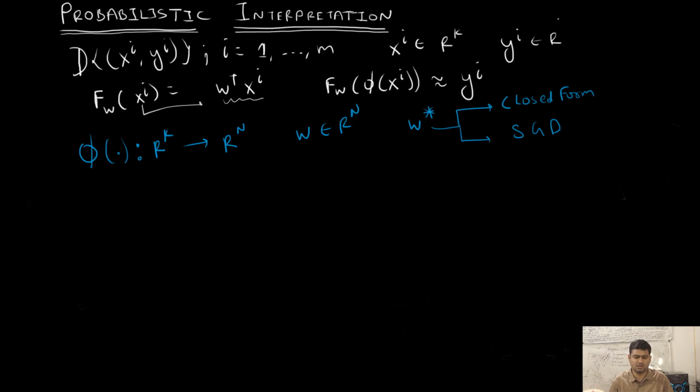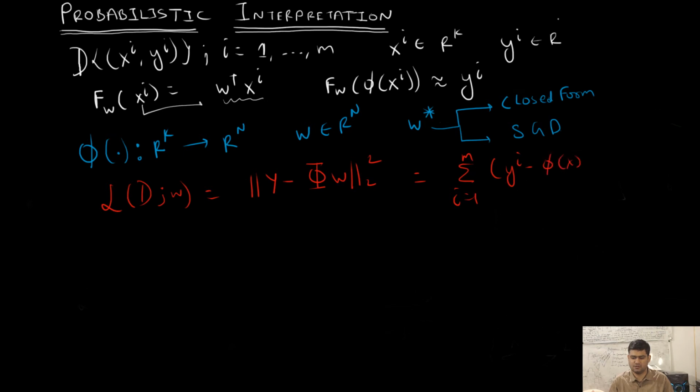We also assumed that our loss function was an L2 norm. Sorry, I forgot the parameterization. So we discussed the loss function was simply the L2 norm squared, which is the sum over i equal to 1 to n of yi minus phi of xi transpose times W, squared, right?